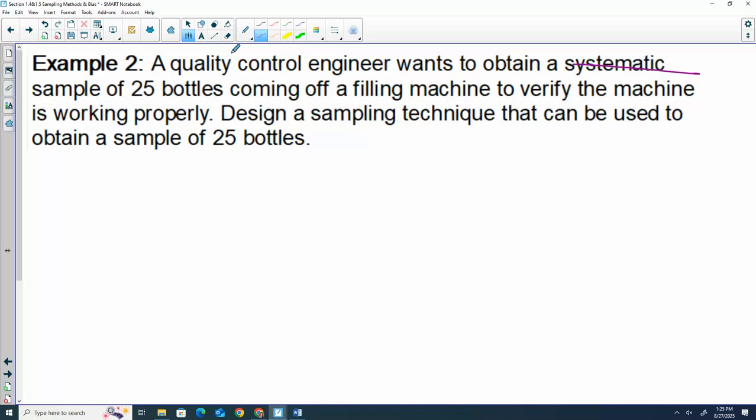Okay. Is it possible that as the day goes on, the machine becomes less accurate or something like that? As it heats up, maybe it's not filling properly. So you want to take samples throughout, not just all in one point. So how might I do it? Okay, so you could survey every 5th bottle.